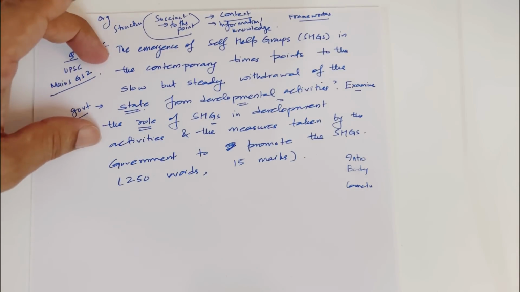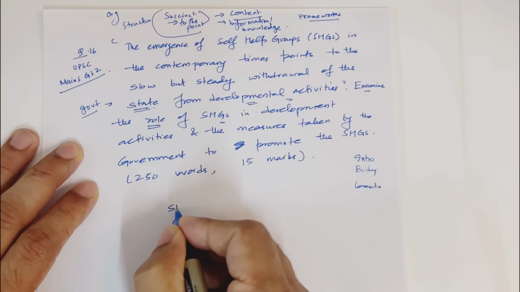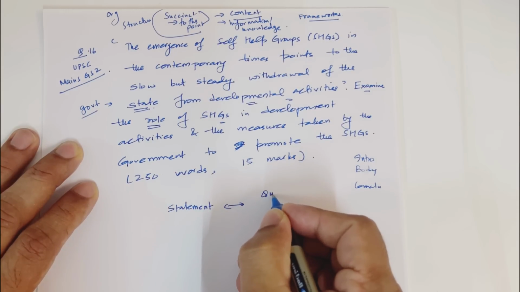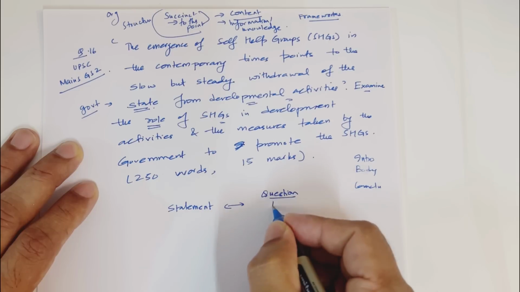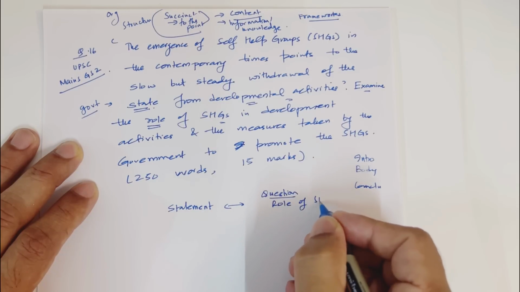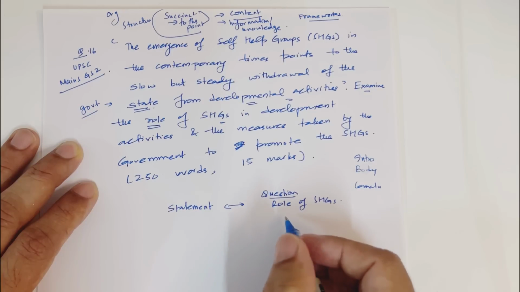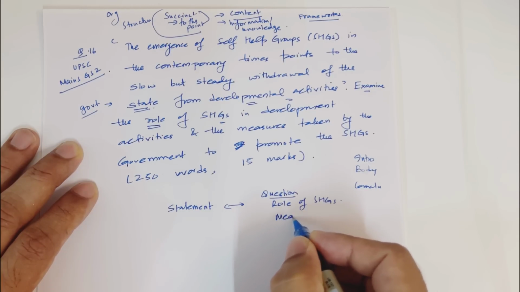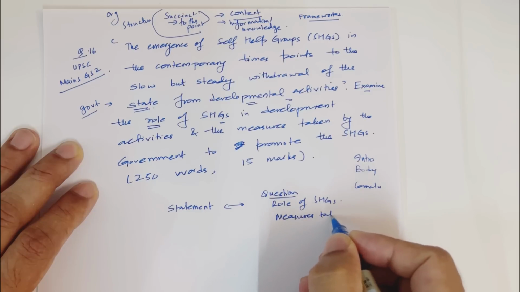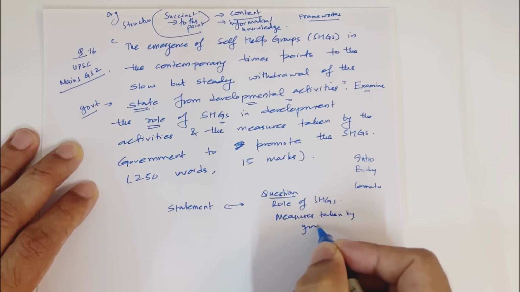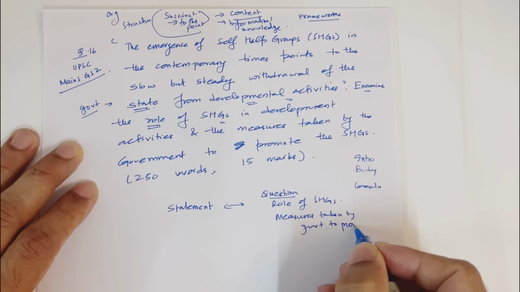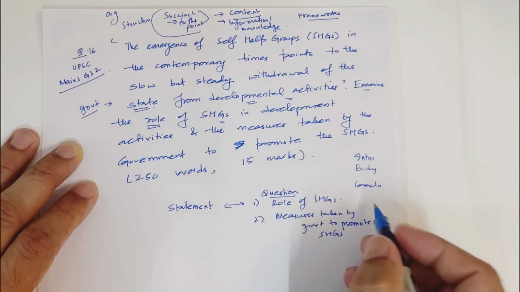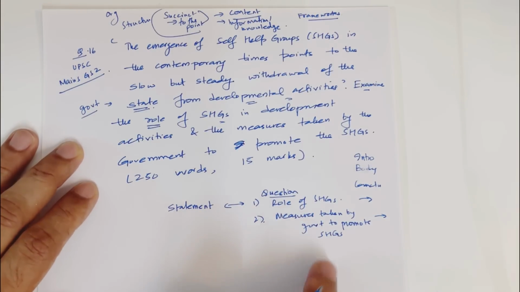Now the statement is sort of different from the question that is actually asked. The question is, what is the role of SHGs, and what are the measures taken by the government to promote SHGs? All right. So these are the two questions they have asked very specifically. Stick to what has been asked.